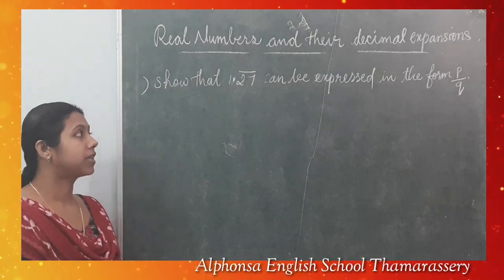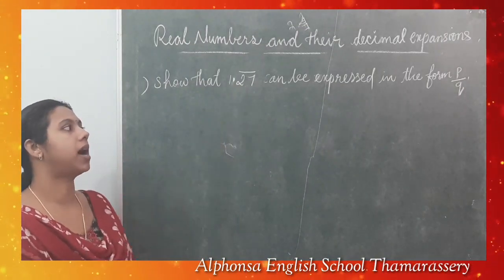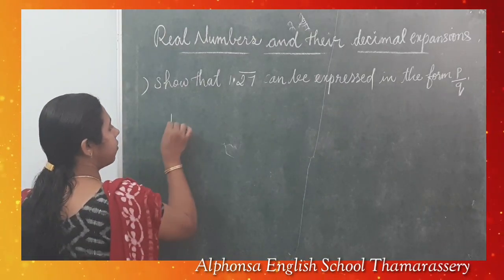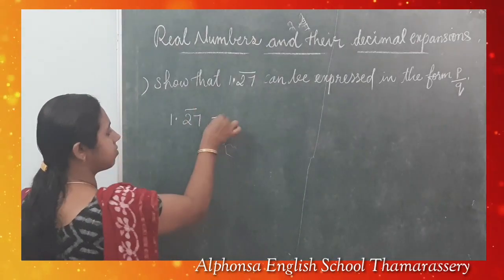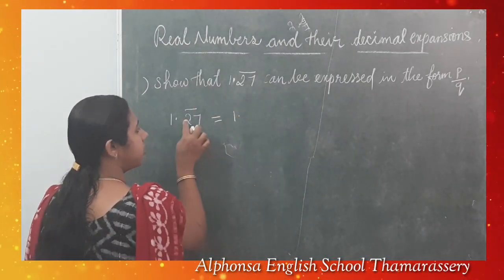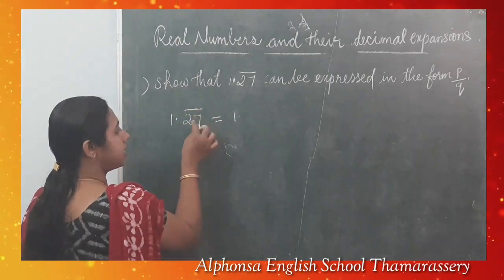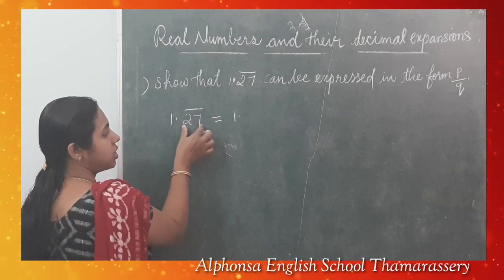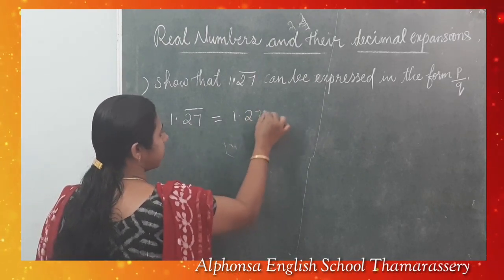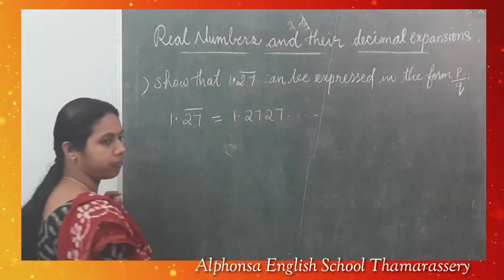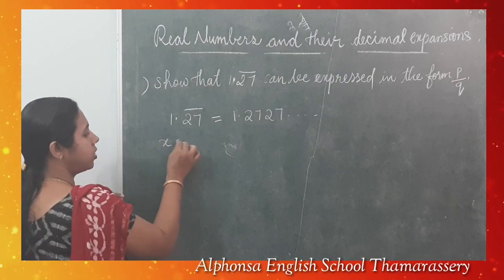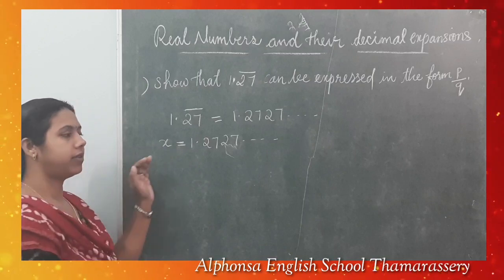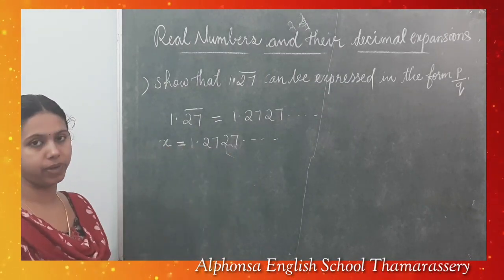See the next question. Show that 1.27 bar can be expressed in the form p by q. We know that 1.27 bar is equal to 1 point, where the bar is indicating above these two digits. So the bar indicates these two digits are repeating. That means 1.2727 etc. So let us take x is equal to 1.2727 etc. Here we see that two digits are repeating.